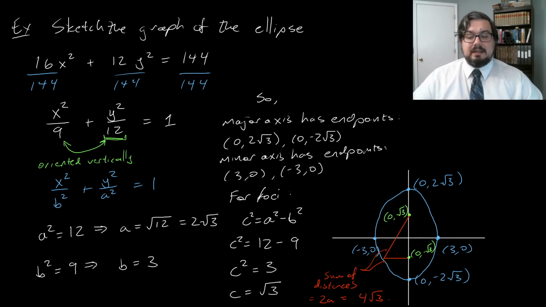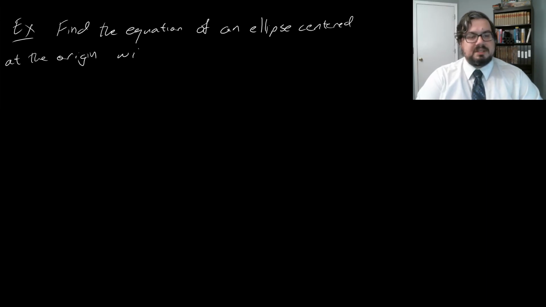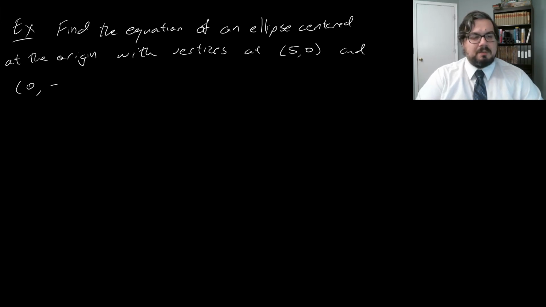And so this tells us how to sketch the graph and find the foci of an ellipse given an equation in this form. We can go the other way as well. We can say something like, find the equation of an ellipse centered at the origin with vertices at 5, 0 and at 0, -7.